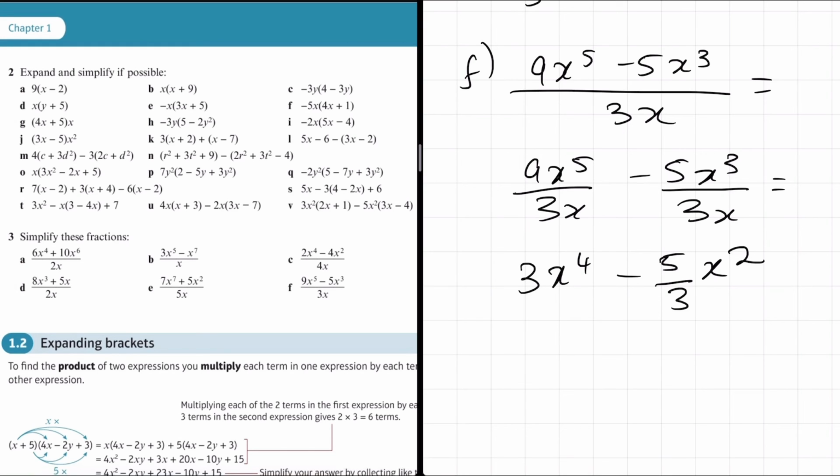That brings us to the end of this exercise. I will be continuing with topic 1.2, expanding brackets, in the next video.